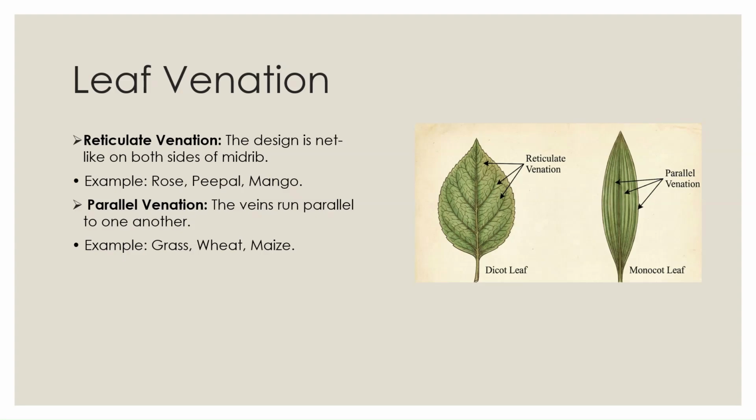If you look closely at the design made by these veins, it's called leaf venation. There are two main designs. One is reticulate venation. This looks like a net. You see this in peepal or lemon leaves. Second one is the parallel venation. This looks like straight lines running side by side. You see this in grass, wheat or maize.